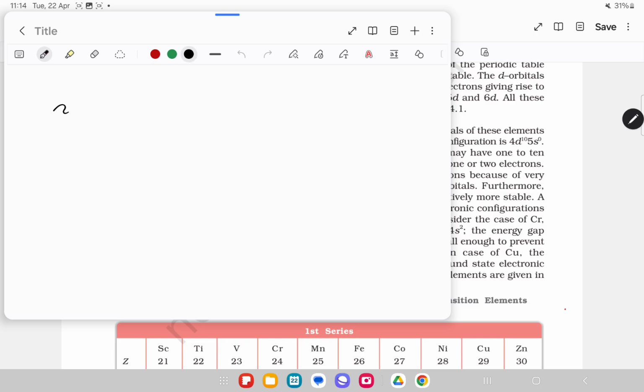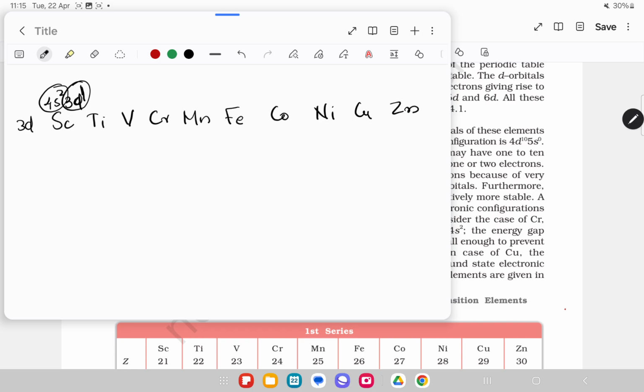This is just a trick. Starting from scandium, we will study the electronic configuration. Scandium is 4s2 3d1. For the first element everything will be 4s2, and the d electrons start from d1. It is the 3d series: scandium, titanium, vanadium, chromium, manganese, iron, cobalt, nickel, copper, zinc.